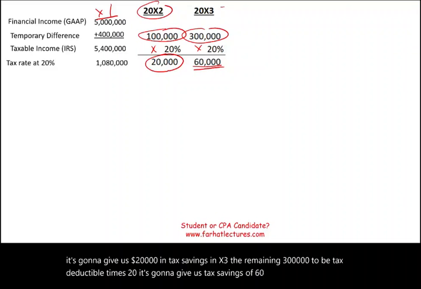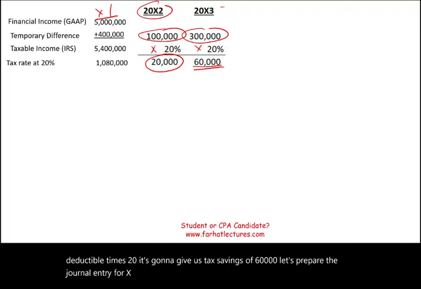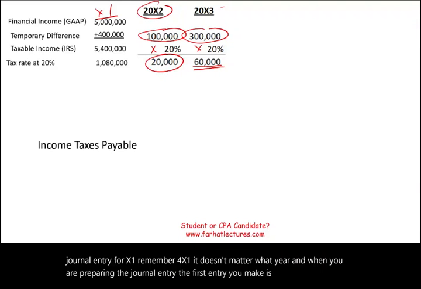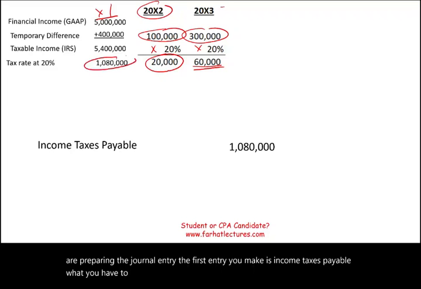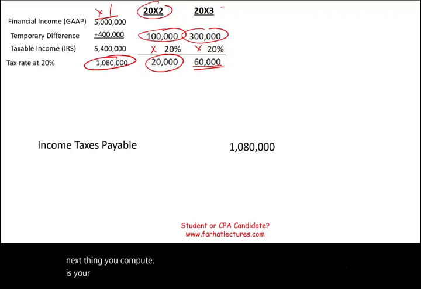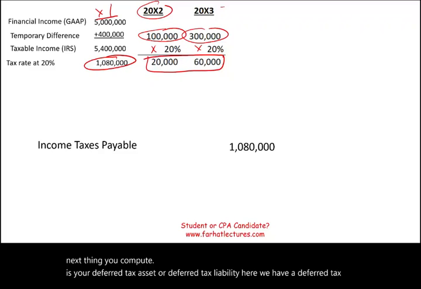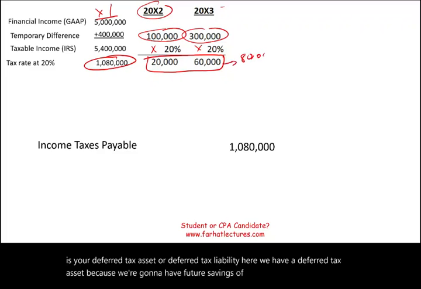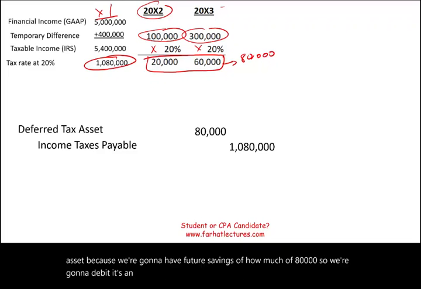Let's prepare the journal entry for X1. Remember, it doesn't matter what year. When you are preparing the journal entry, the first entry you make is income taxes payable. What you have to pay to the IRS is $1,080,000. The next thing you compute is your deferred tax asset or deferred tax liability. Here we have a deferred tax asset because we're going to have future savings of $80,000. It's an asset, so we debit deferred tax asset of $80,000. Now, what's left is your income tax expense. What is your income tax expense?